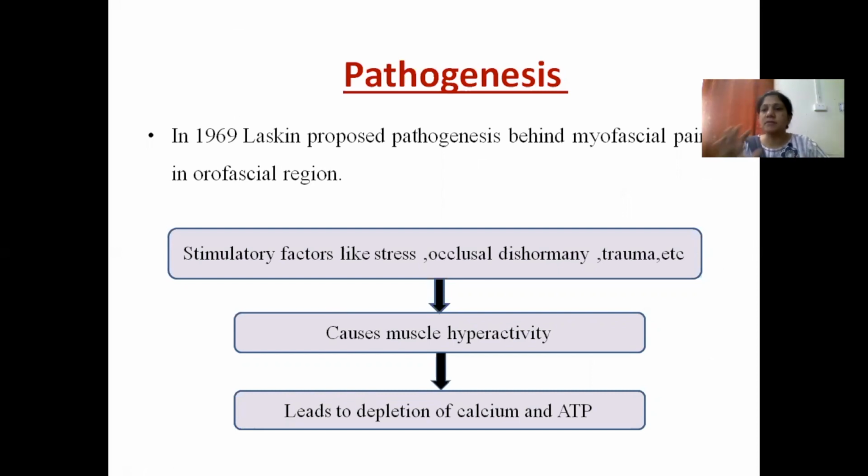Now, in 1969, Laskin proposed why this occurs. The muscle is surrounded by nerves, and these nerves stimulate the muscle. When there is a stimulatory factor like stress, occlusal disharmony, or trauma, there is muscle hyperactivity, which leads to calcium and ATP depletion.